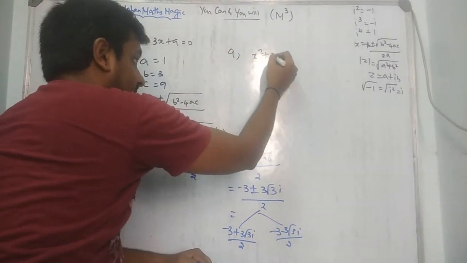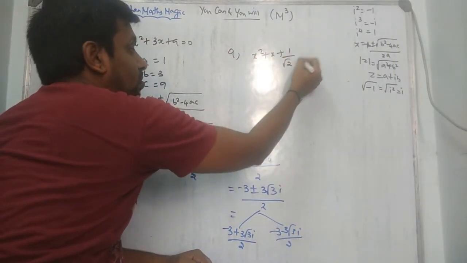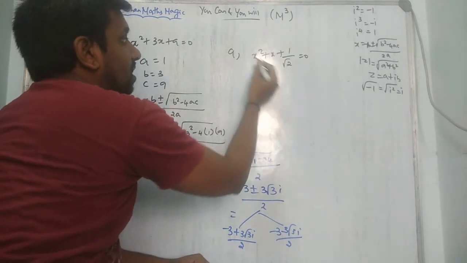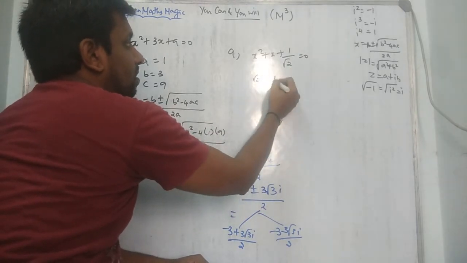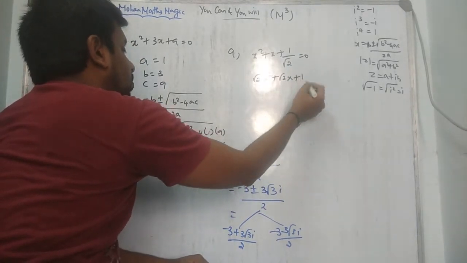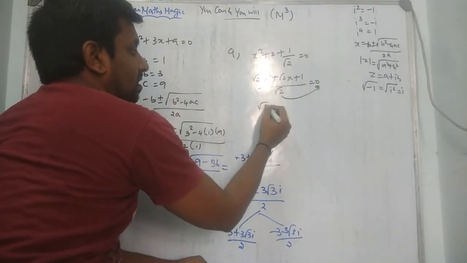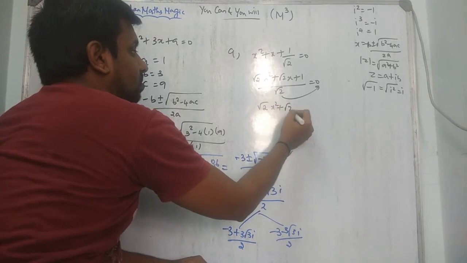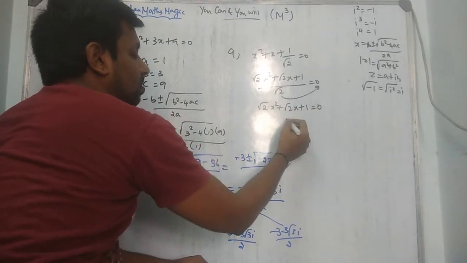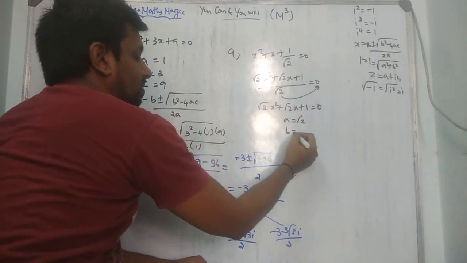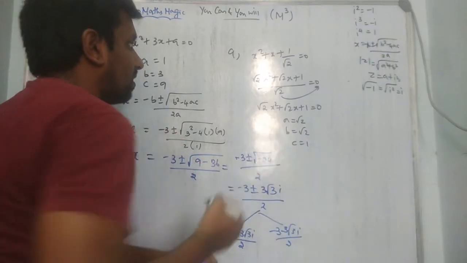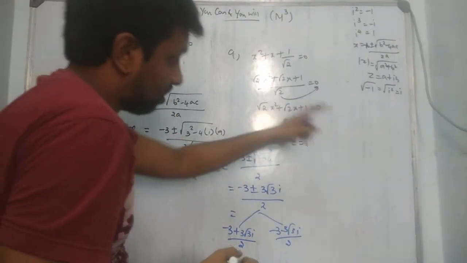9th, x square plus x plus 1 upon root 2 equal to 0, so normal LCM. So root 2x square plus root 2x plus 1 upon root 2 equal to 0. So cross multiply, root 2x square plus root 2x plus 1 equal to 0. A value root 2, b value root 2, c value 1. 10th sum. Remaining steps you can do on your own.